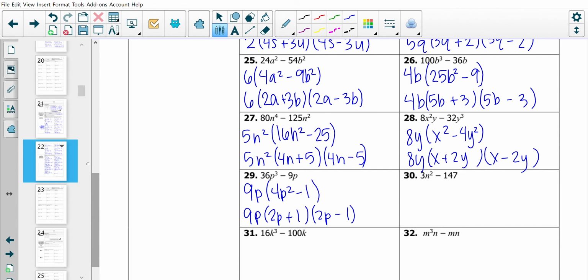All right, on number 30, I can take 3 out of both of these, and I end up with n squared minus 49. Okay, and I break this up to have n plus 7 and n minus 7. Try number 31.